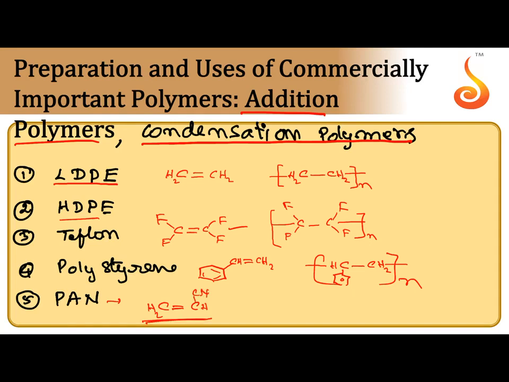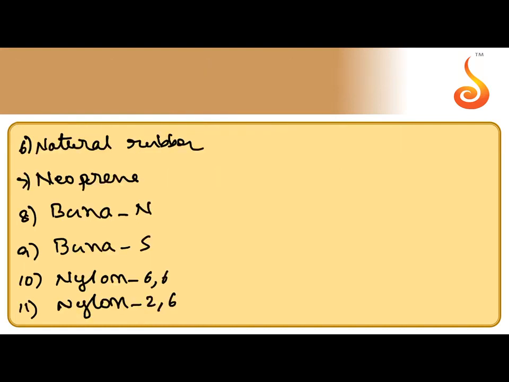Vinyl cyanide. This is the monomer. So I hope you are able to collect in this way, for each polymer, what is the monomer and how to write the repeating unit. Natural rubber, neoprene: 2-chloro-1,3-butadiene is the monomer, also called chloroprene.